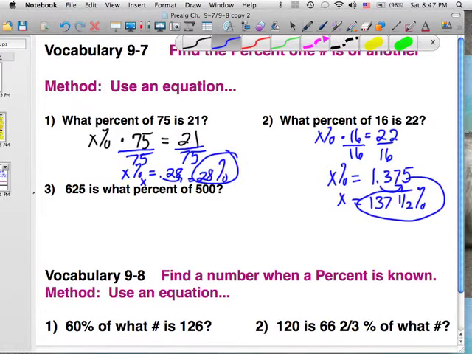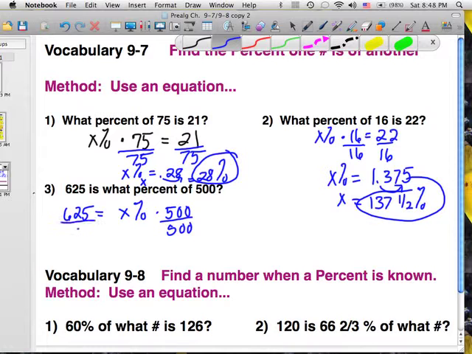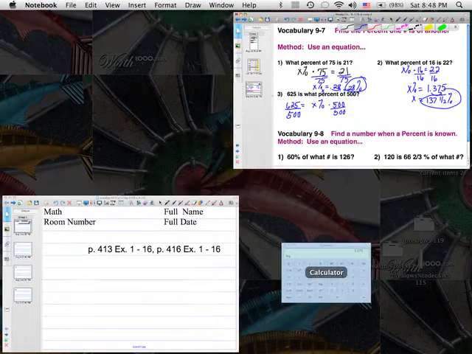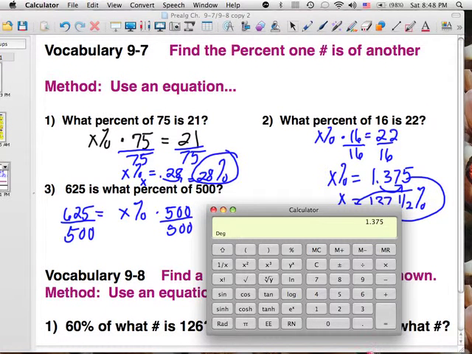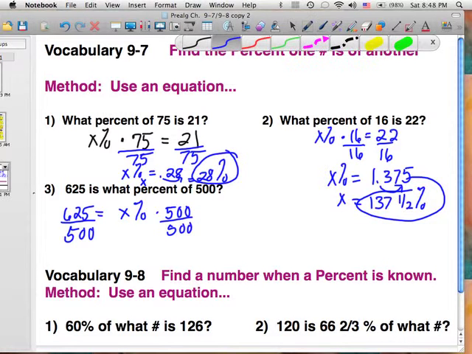And the last problem, 625 is the equal sign, what percent, X percent of times 500. To solve for the percent, I have to divide both sides by 500. And 625 divided by 500 is 1.25. So 1.25 equals X percent. Change it to a percent, move it 2 to the right, it's 125%.